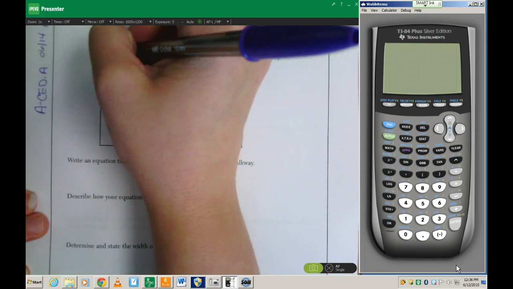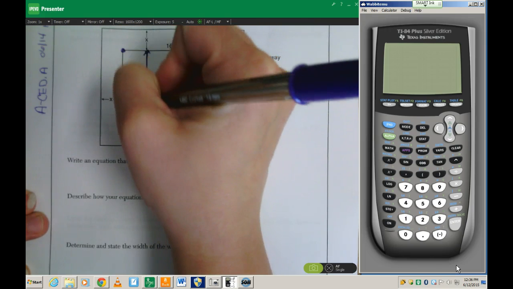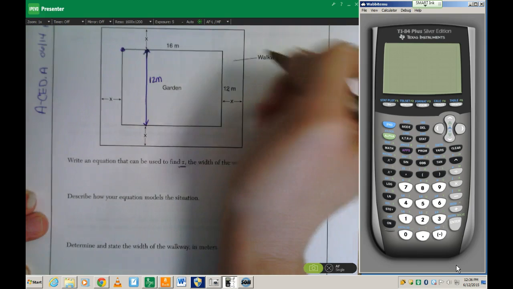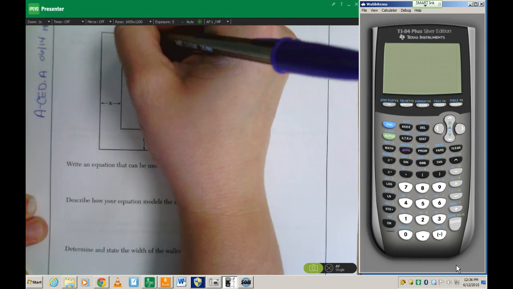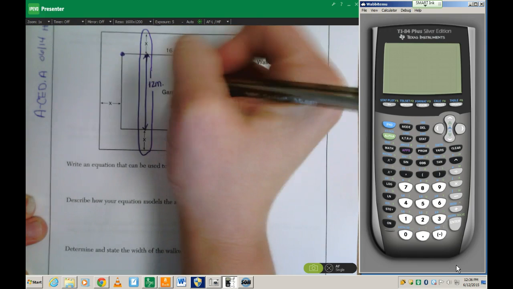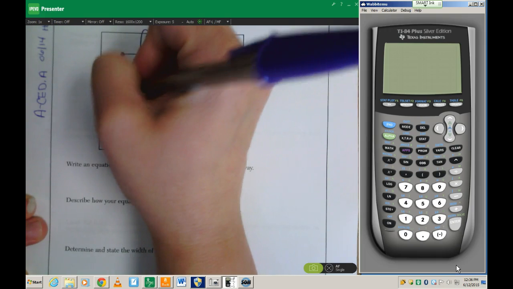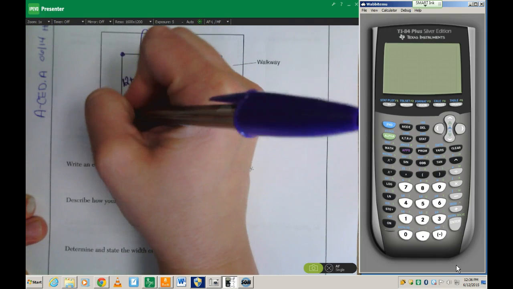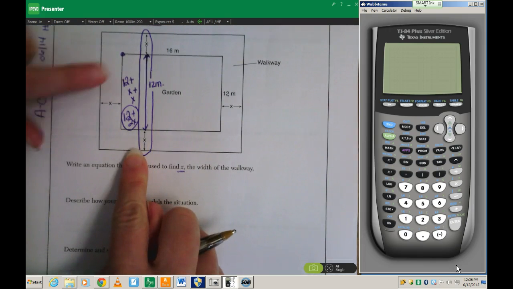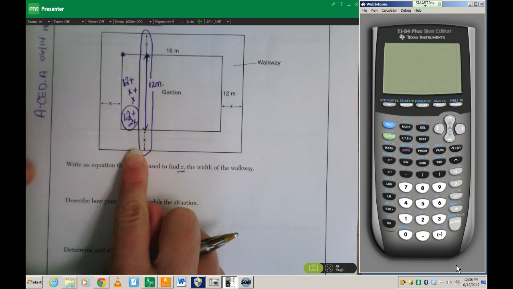So we know that from this point to here, because it's a rectangle, this is 12 meters. So this entire thing needs to be 12 meters, but we're also going to have x and x. So 12 plus x plus x is 12 plus 2x. That's what this whole thing is, because this to here is 12, plus this is x, plus this is x. So we get 12 plus 2x.